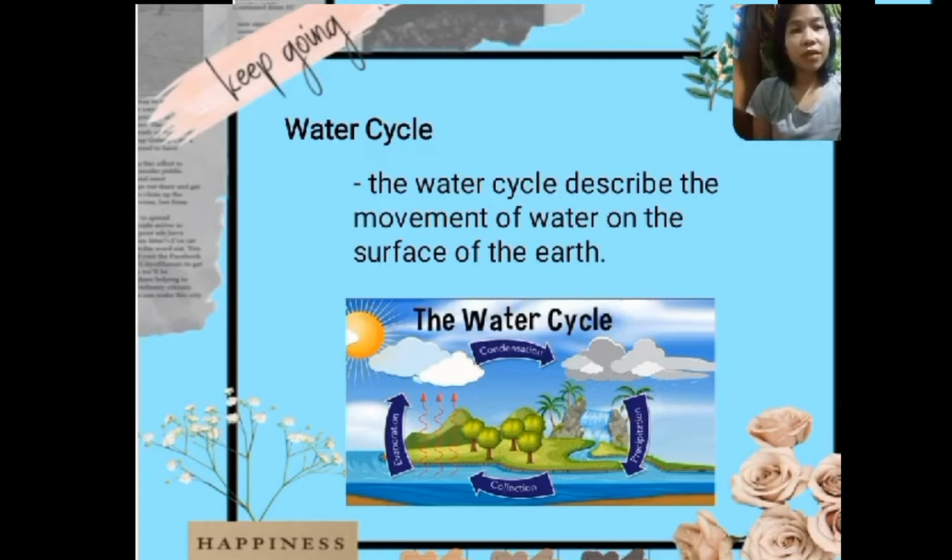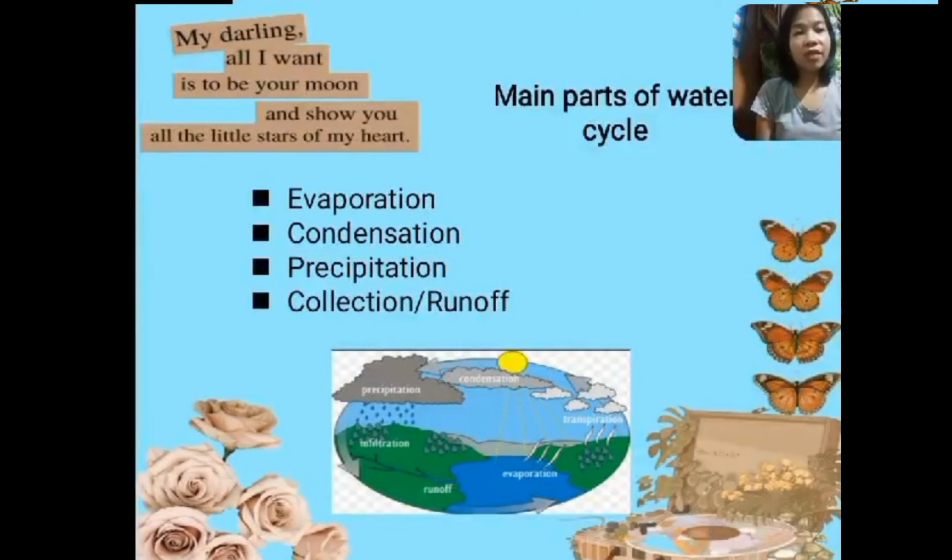So let's talk first, we have here the main parts of the water cycle, namely the evaporation, condensation, precipitation, collection, and the runoff.